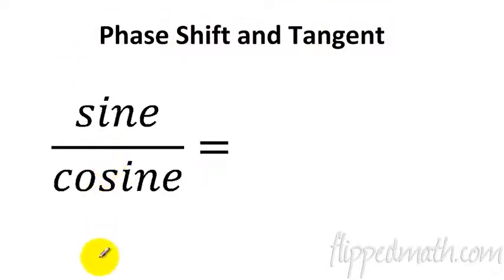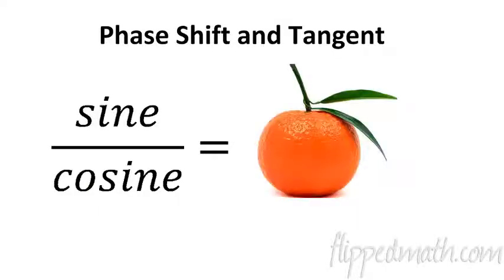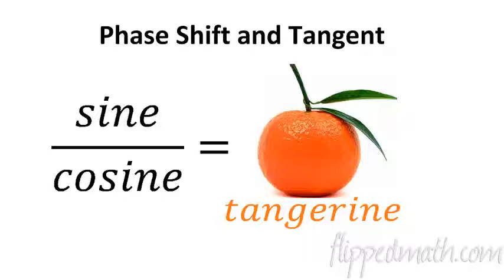Reminder of what sine divided by cosine is. What is sine divided by cosine? It's tangent. Sine over cosine.